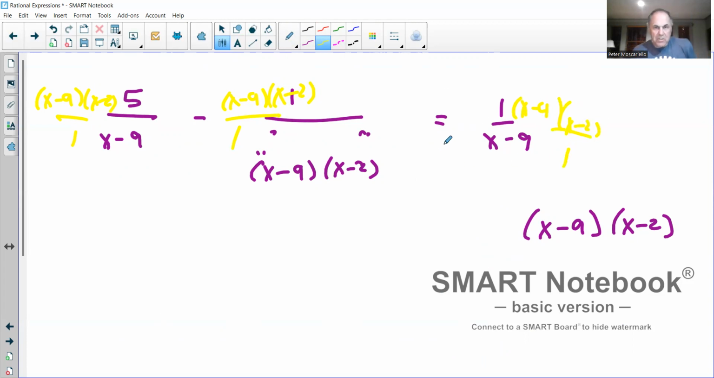I've been using different colors, but there's some other stuff blocking it, so I can't get at those other colors. Sorry. And now we cancel.